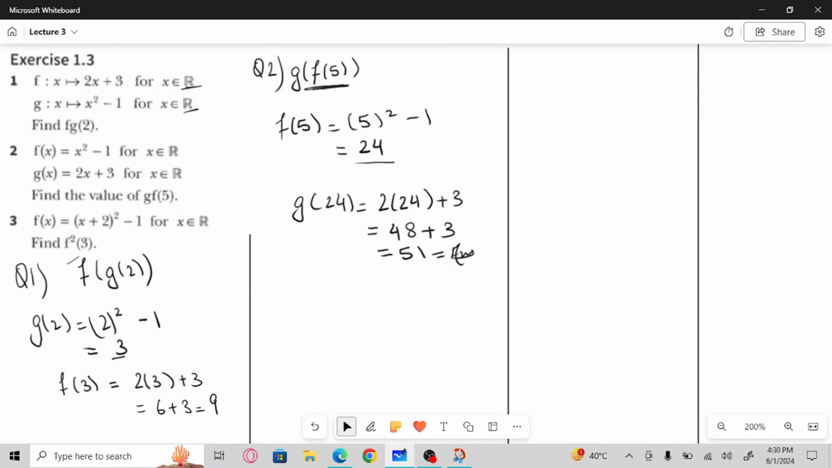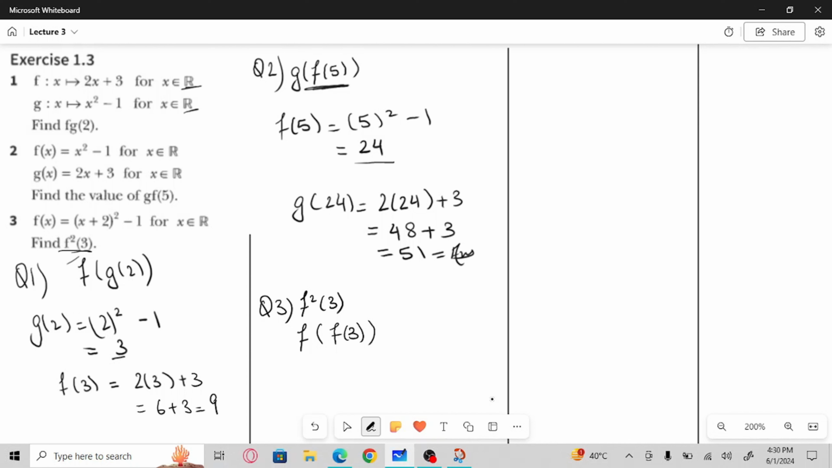Okay, now on to question number 3. And again, this is the type of question I was talking about, which is a little bit confusing. f squared of 3 actually means to perform the function f again on the function f in terms of 3. So again, we have simplified this.